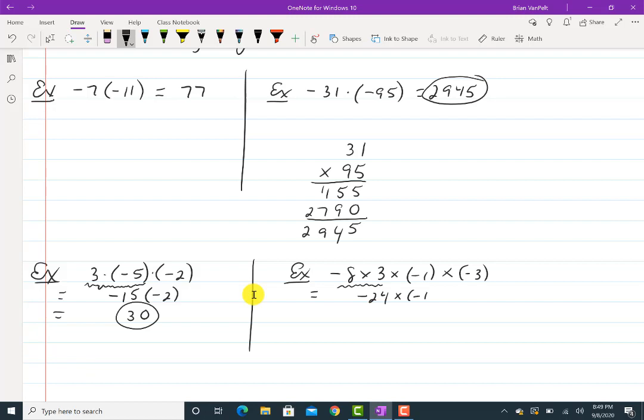And notice that I write down the steps. I bring down everything else. I only do one thing at a time. So for my next step, I'm going to do negative 24 times negative 1. That's positive 24. And then finally, I know that I'm going to get a negative answer, so I'll put a negative. 24 times 3, you can do it off to the side, but I happen to know that one is 72.